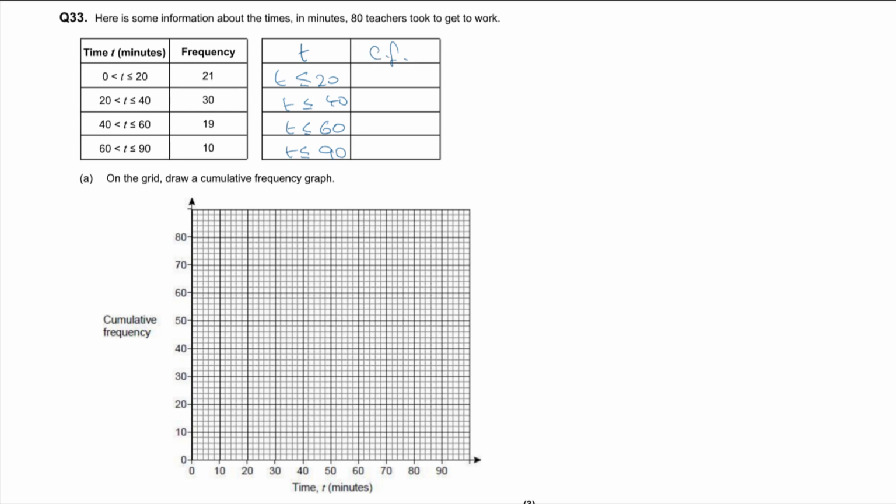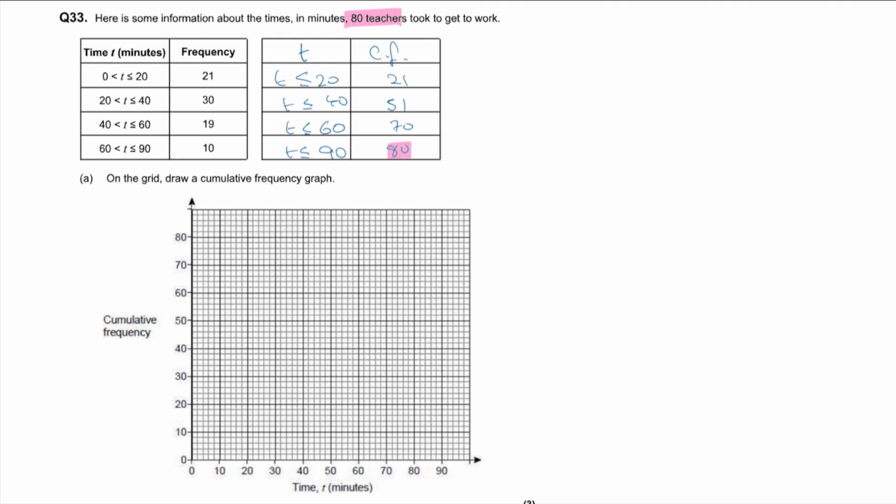So the number less than 20 is just the first answer, 21. Then the next one is going to be 21 and 30, that's 51. The next one is going to be 51 and 19, that's 70. And then adding on 10, that's 80. I was saying before, you can then usually just check that against what's in the question up here, because it's usually written there, so you can use that to check your work.